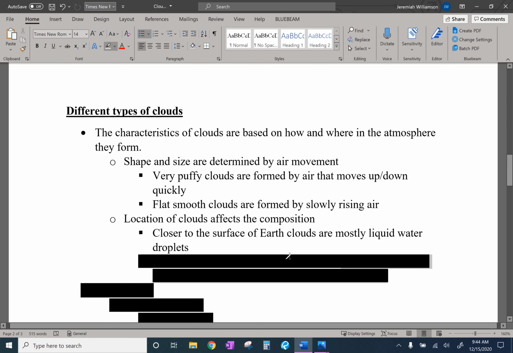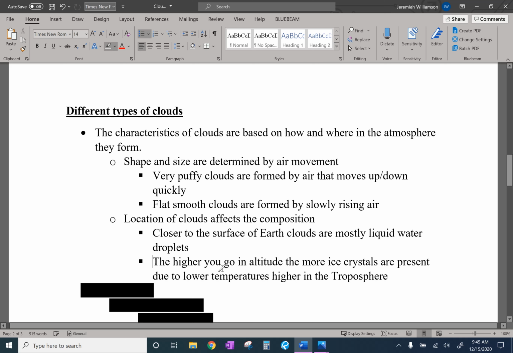Now, if they form very high up, then you're going to have more ice crystals present, and that's due to the lower temperatures in the troposphere. So think about it this way. If I were to give you a particular type of cloud and tell you that it's very high up in the troposphere, what would you expect it to be made of? Liquid water droplets or ice crystals? Hopefully you would be able to say, well, it's really high up, so it'd probably be mostly ice crystals.